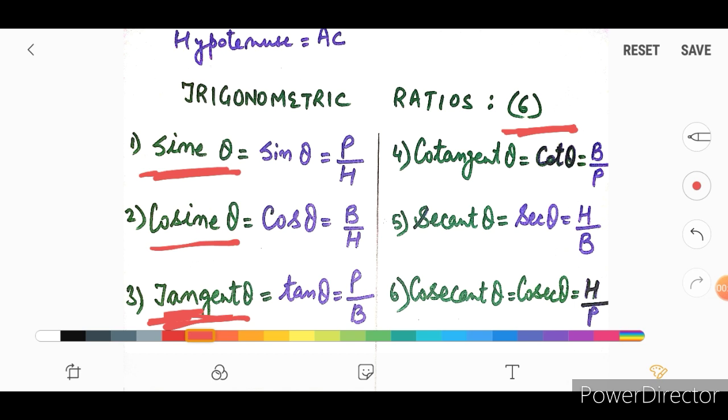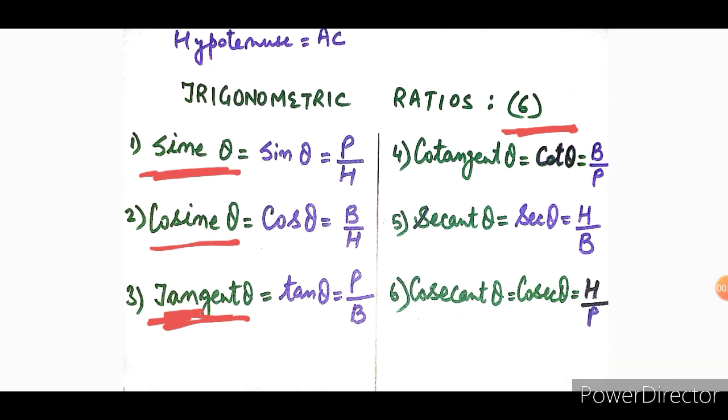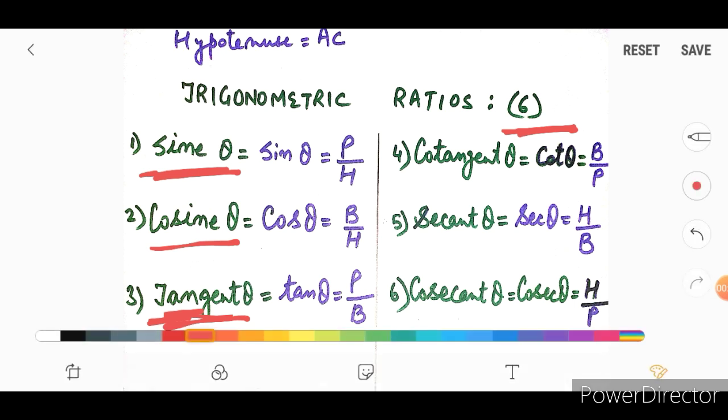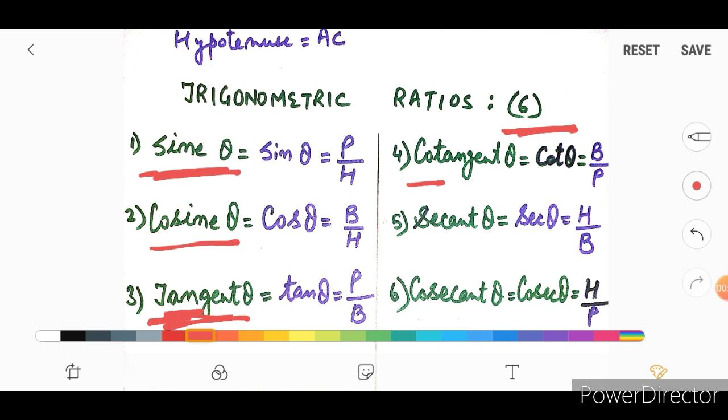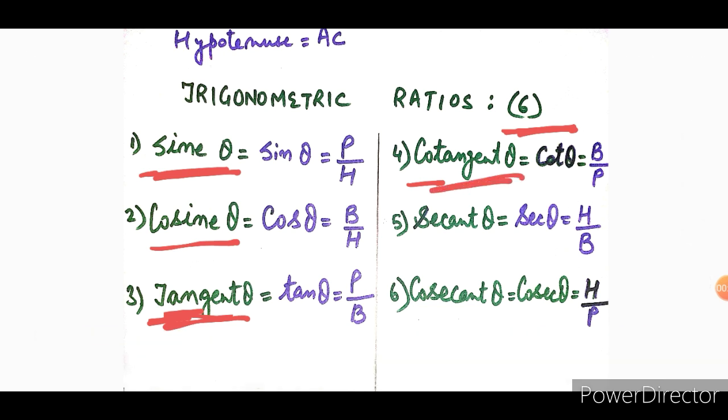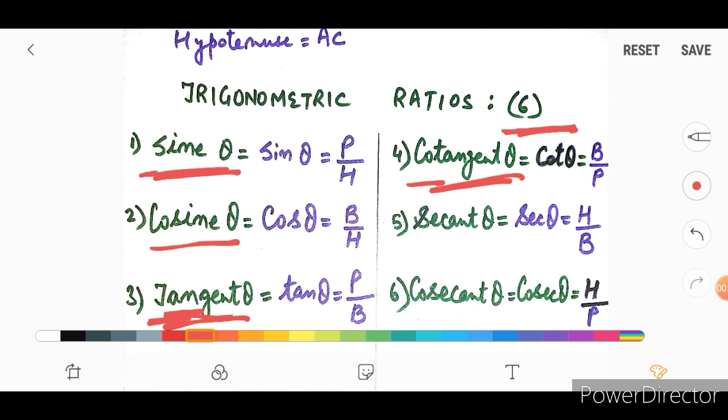Try to remember this in this order only. This will be very helpful for you. Now the fourth, after the third one. With the third, if I add CO to tangent, the name is cotangent theta. And the fifth one is a new one, secant theta, S-E-C-A-N-T. And the sixth one is cosecant. With the fifth one, if I add CO, you will get cosecant.